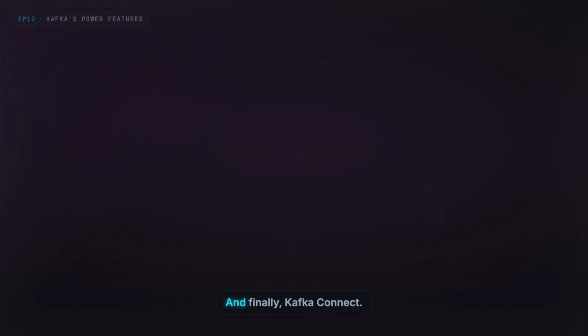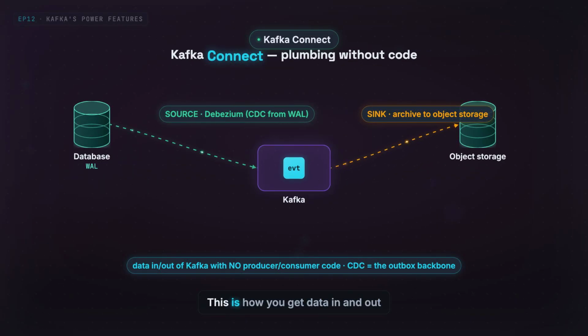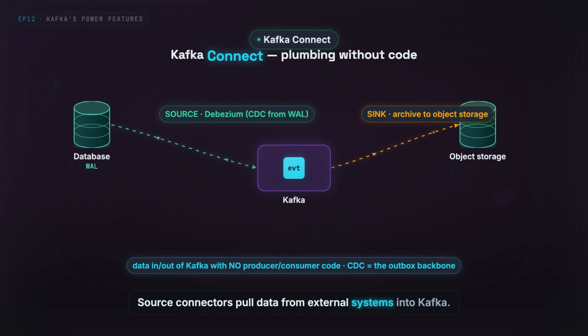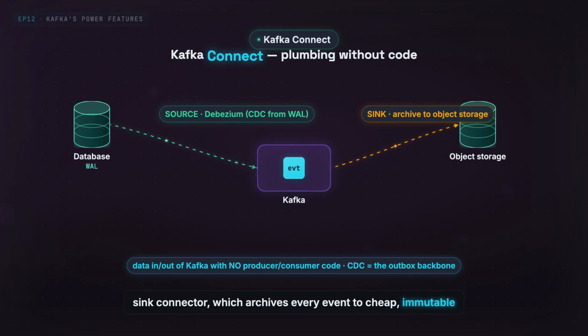And finally, Kafka Connect. This is how you get data in and out of Kafka without writing producer or consumer code at all. Source connectors pull data from external systems into Kafka. Sink connectors push data from Kafka out to external systems. Two examples you'll hear about constantly. Debezium, a source connector that reads a database's write-ahead log and turns every row change into a Kafka event. That's change data capture, and it's the backbone of the outbox pattern. And the storage sink connector, which archives every event to cheap, immutable object storage for compliance or analytics.